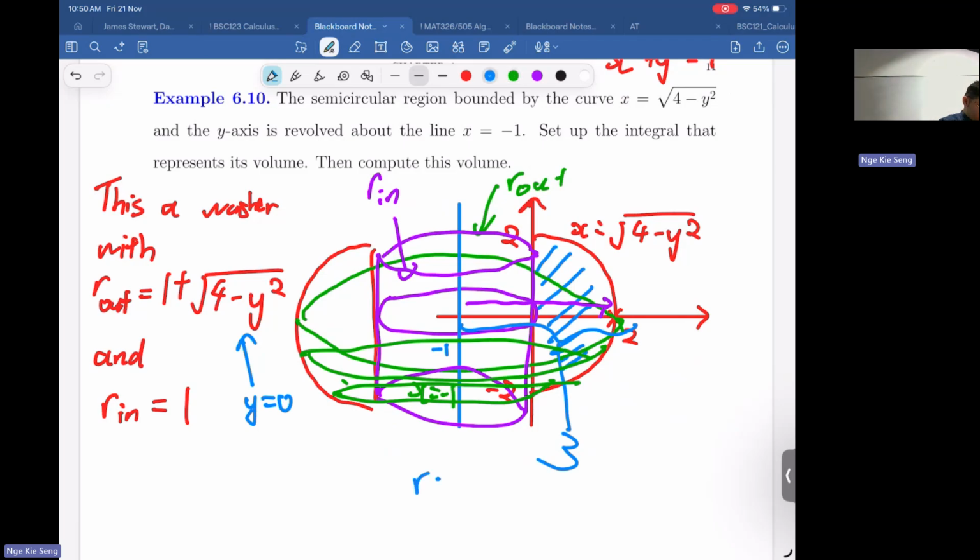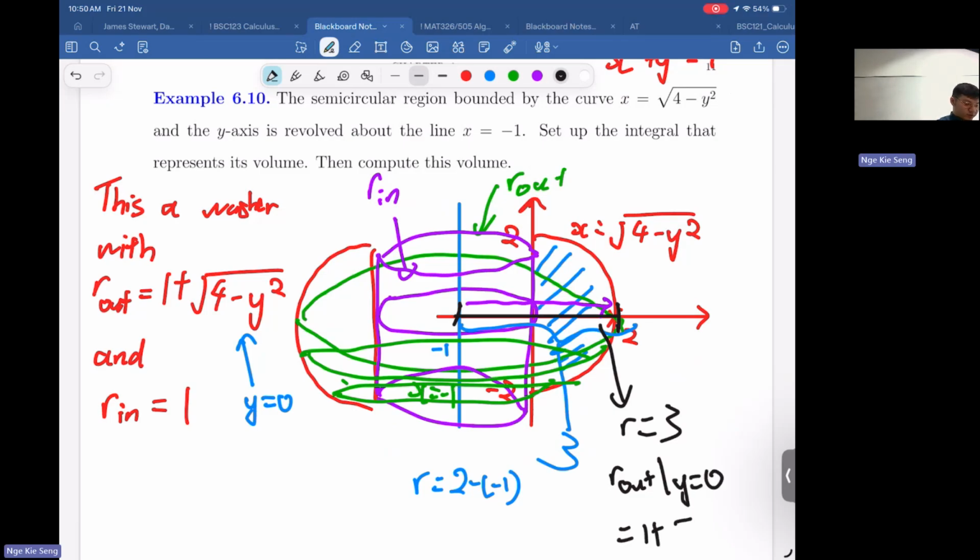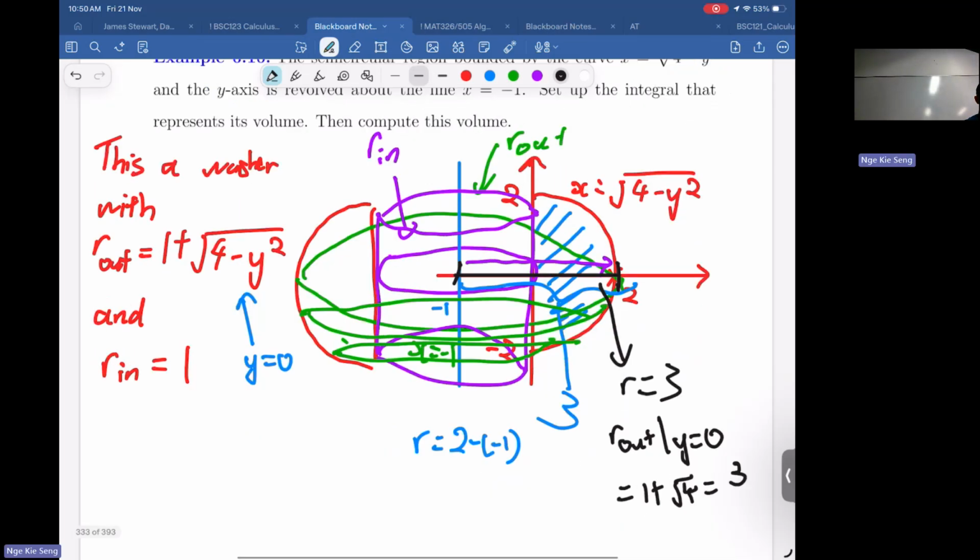when you look for this radius of 2 minus -1, which is this black line here, this radius here is 3. So where does this 3 come from? This is the R out at y equals to 0, which is 1 plus square root 4, which is 3. So the point of this R out is that I look at all the R out together, at once. Make sense?